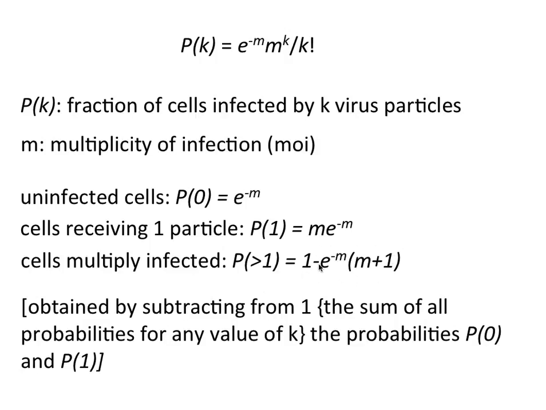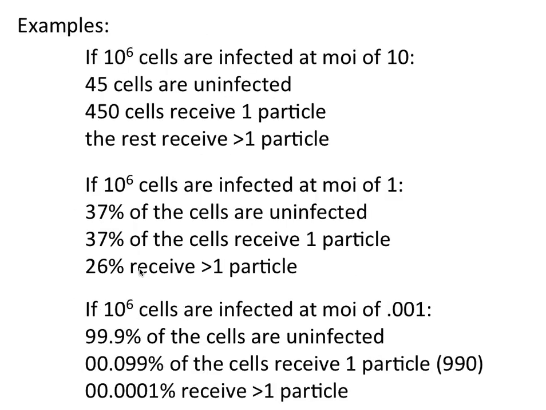So for any multiplicity, 1, 0.1, 10, 5, 100, you simply put the multiplicity of infection into this equation. Here, wherever you see m, you put the multiplicity of infection in, and you solve, and you get either the number of uninfected cells, cells receiving one particle, or cells multiply infected. You will get it as a fraction, and then you can calculate the number of cells depending on how many you're starting with. So let's see in practice how that works.